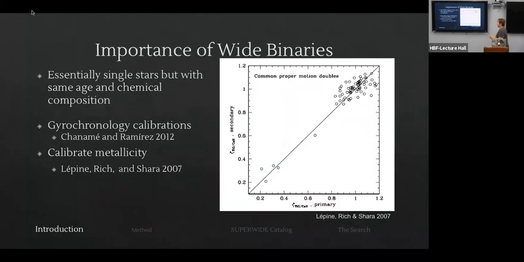But first, I want to get into the importance of why we care about these systems. Sure, why they form is interesting, but they're more useful to us as tools for answering other questions. When you look at a wide binary system, you essentially have two single stars, but they're the same age and chemical composition. So they can be used for Gaia chronology, or as shown in this plot right here, you can use it to calibrate metallicity. If you know the metallicity of the primary and the metallicity of the secondary, they should follow a one-to-one line. And so you can use that for, say, a K dwarf or a G dwarf that you know the metallicity of, and if it has an M dwarf companion, then you know the metallicity of that.